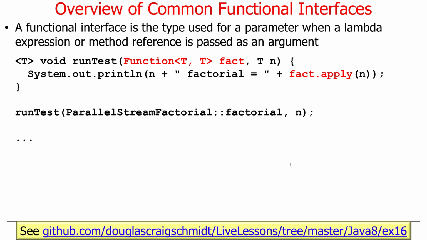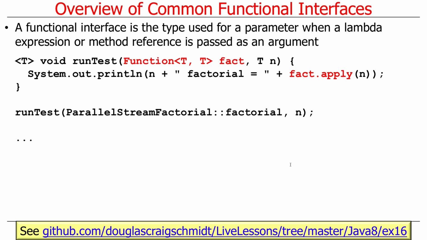To make this nice and generic, I make runTest a function that's parameterized by type T, where T is whatever I'm going to be working on, be it a long or a BigInteger or whatnot. And then I'm also able to pass in different kinds of factorial computation methods. So you can see here when I call runTest, in this particular case, I'm passing in the parallel stream factorial method reference. And it may come as no surprise, I also have a sequential factorial method, and so on.